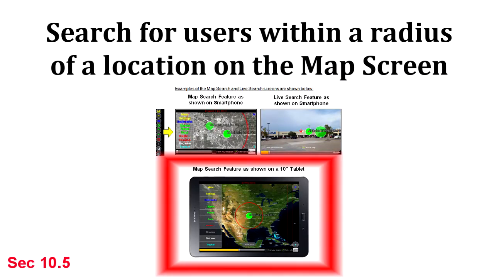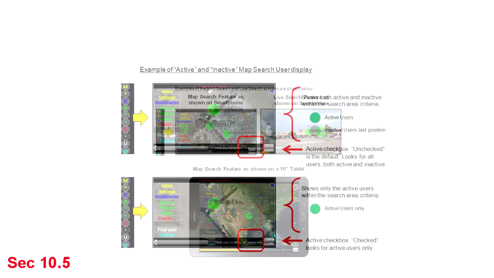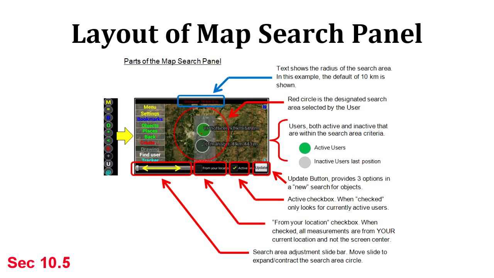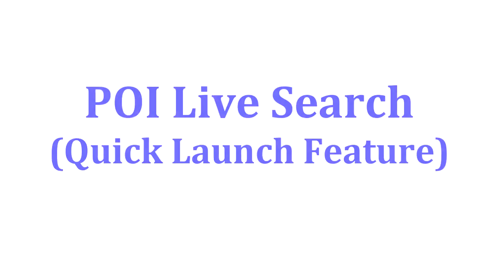Map search feature. Like the live search feature, the map search feature allows you to search for users within a defined search radius. You can display both active and inactive users. This shows the layout of the map search panel. You'd probably want to take a few minutes and review the user manual to get familiar with how the map search panel works.